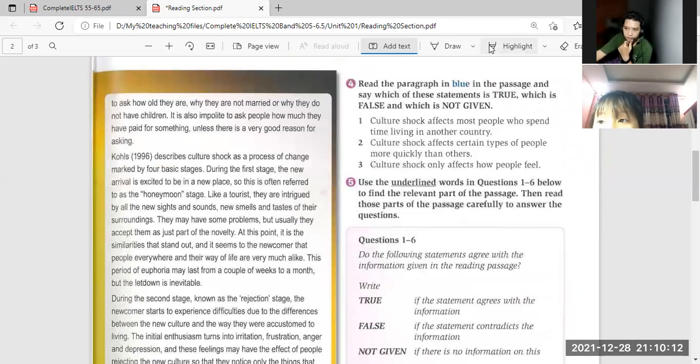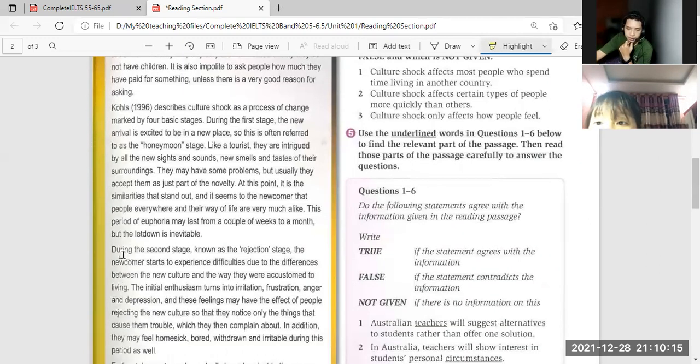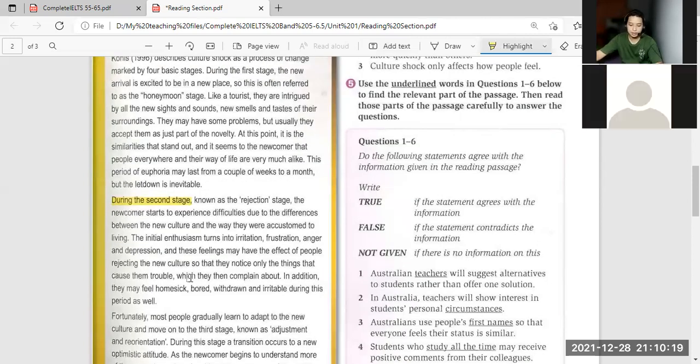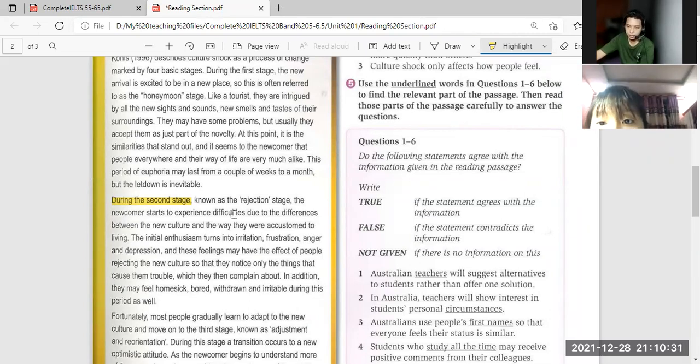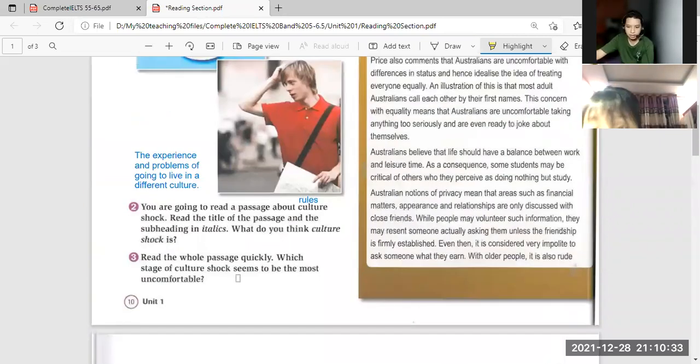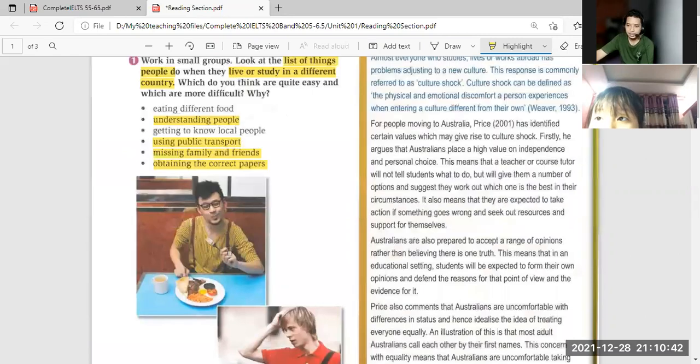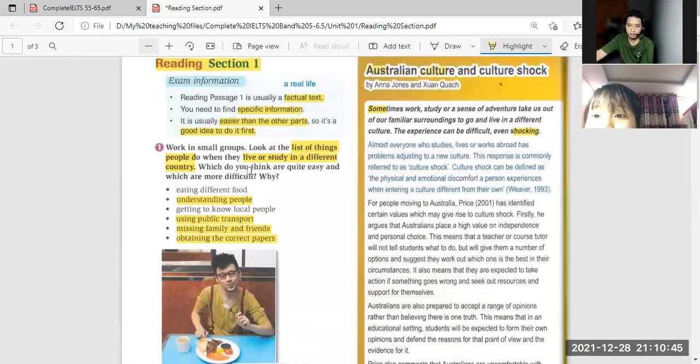Okay, very good. So it is the second because during the second stage, known as the rejection stage, the newcomer starts to experience difficulties due to the differences between the new culture and the way they were accustomed to living. Very good. So which stage of culture shock seems to be the most uncomfortable is the second stage. Perfectly.